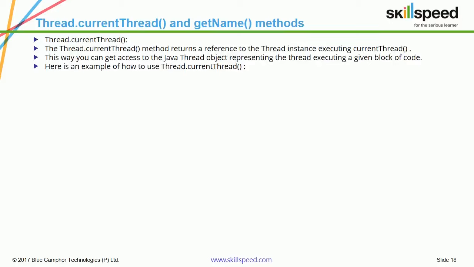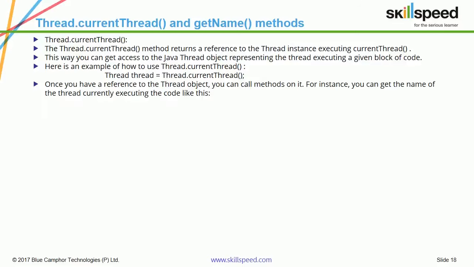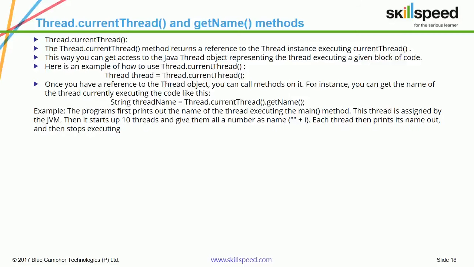Here is an example of how to use the Thread.currentThread method. Thread thread = Thread.currentThread(). Once you have a reference to the Thread object, you can call methods on it. For instance, you can get the name of the thread currently executing the code like this: String threadName = Thread.currentThread().getName().